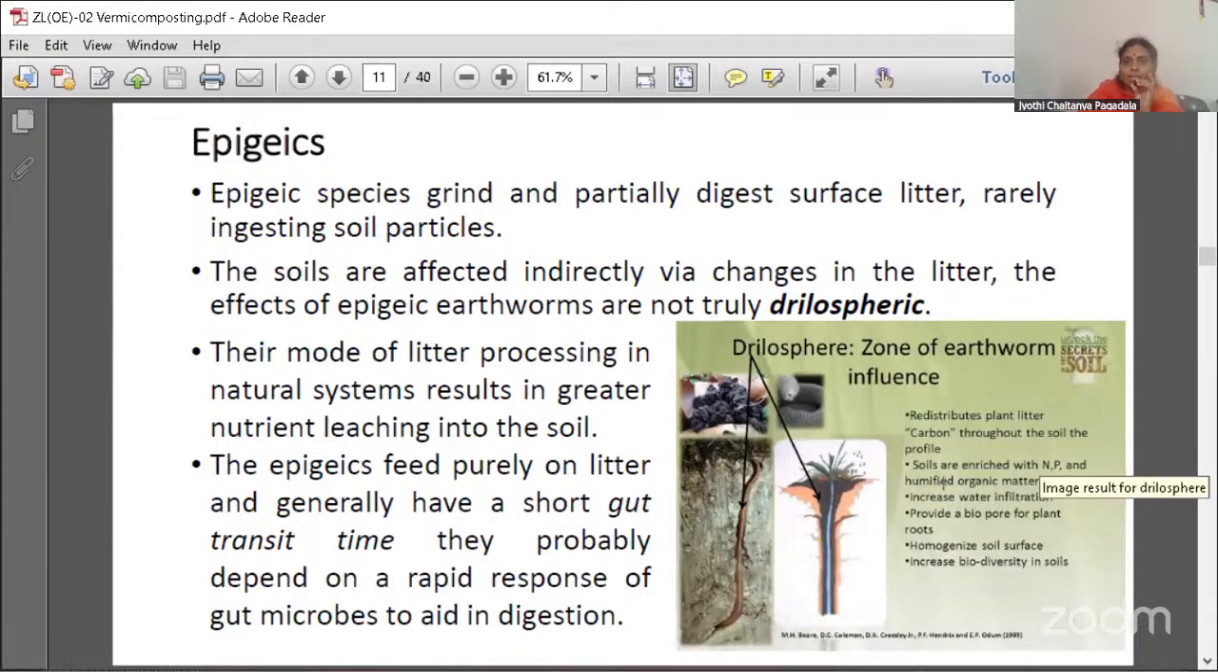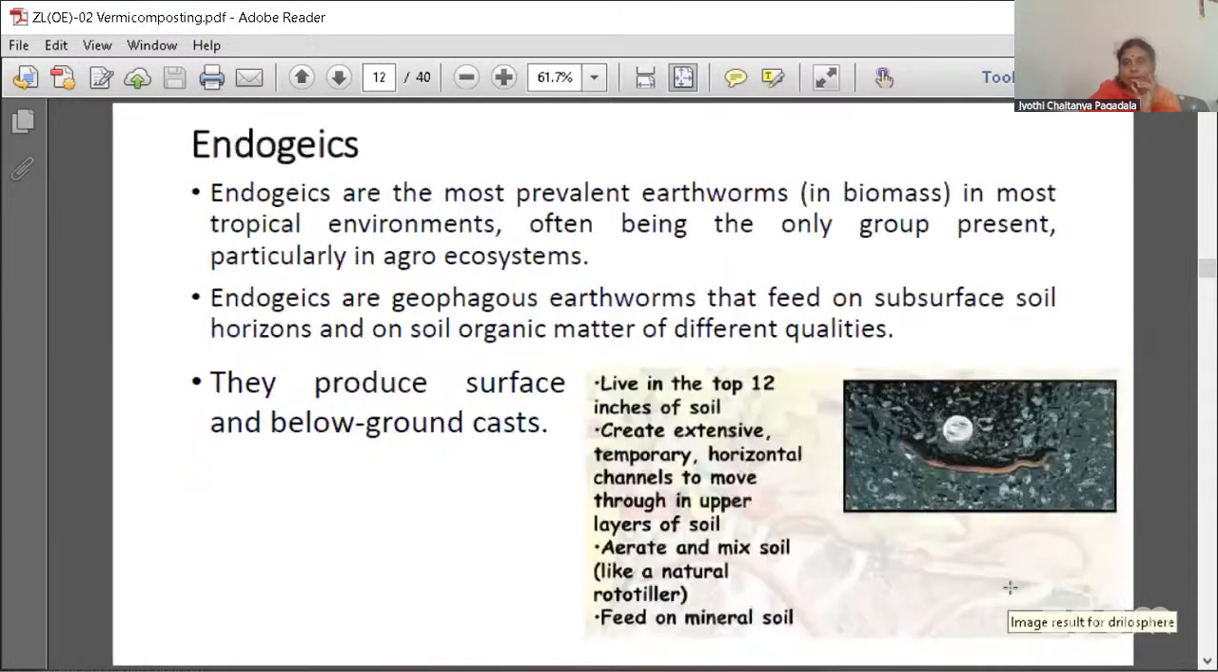Here you can see the drilosphere, the zone of earthworm influence, that redistributes plant litter. Here you can see the carbon throughout the soil. The profile soils are enriched with nitrogen, phosphorus, and humified organic material. Increased water infiltration provides biopores for plant roots, and a homogenized soil surface increases biodiversity in soil.